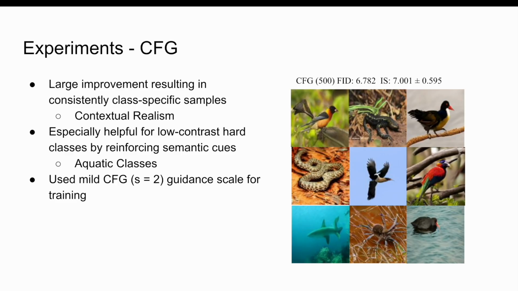However, CFG was also especially valuable for harder low-contrast categories, for example aquatic classes, where guidance helps reinforce semantic shape cues even when texture cues are weak. We used a mild guidance scale of S=2 for our CFG training parameters to strengthen class fidelity without excessively sacrificing diversity.